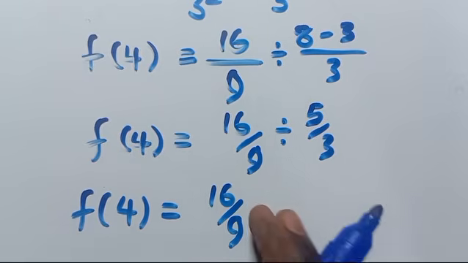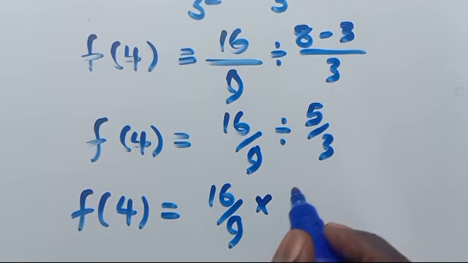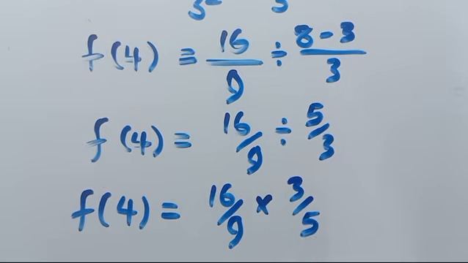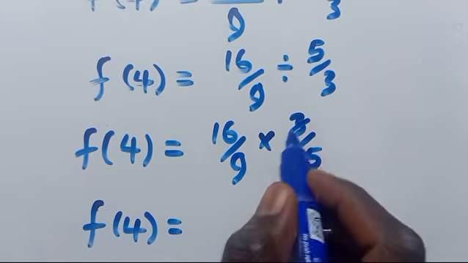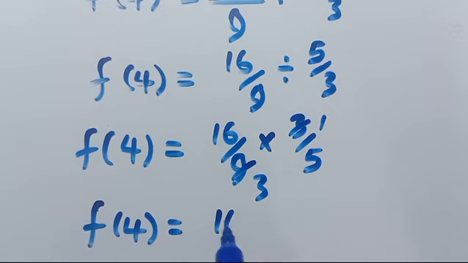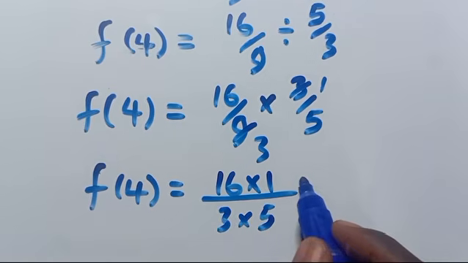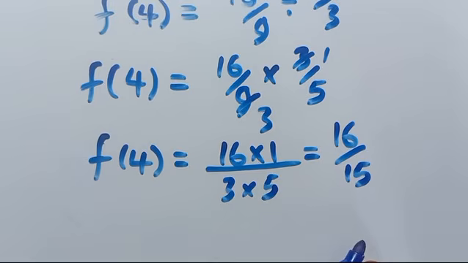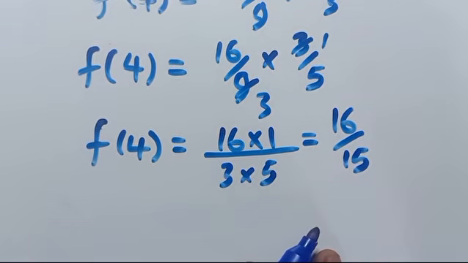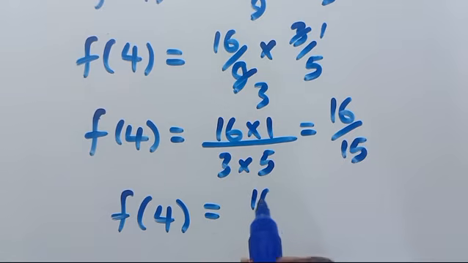Then we use the reciprocal law. This 5 becomes 3 over 5. So we have f of 4 equals, 3 here is 1, 3 here is 3. Then we have 16 times 1 over 3 times 5, which is 16 over 15. So therefore, we have our f of 4 equals 16 over 15.